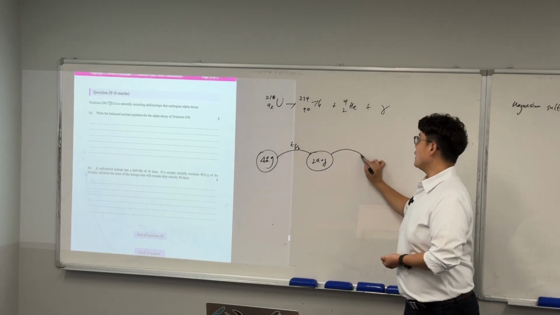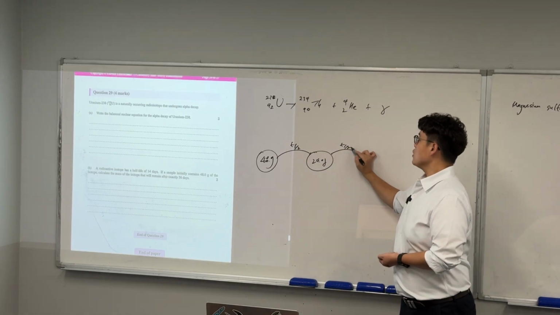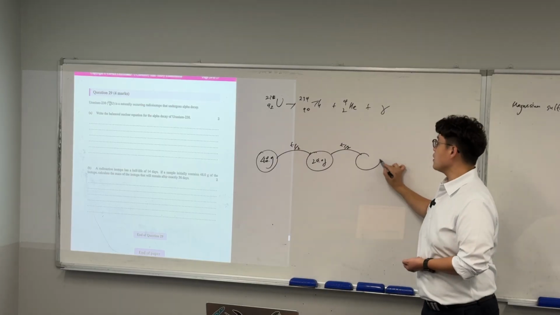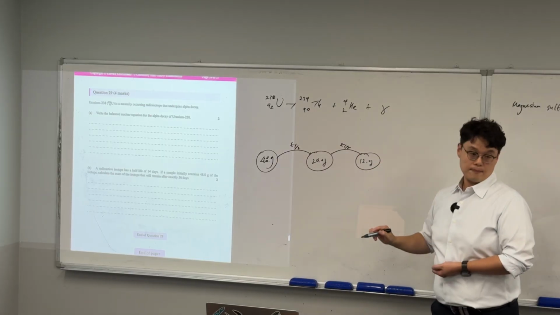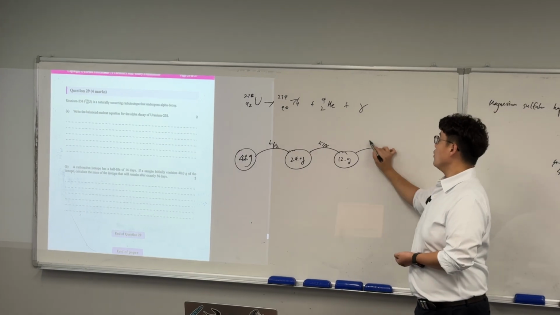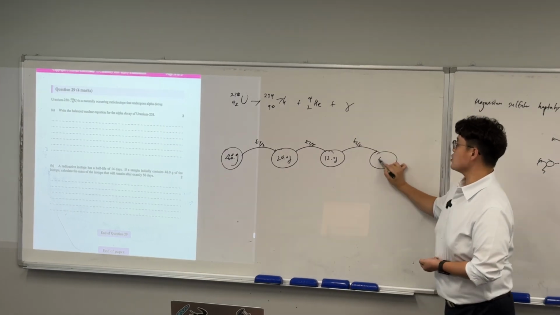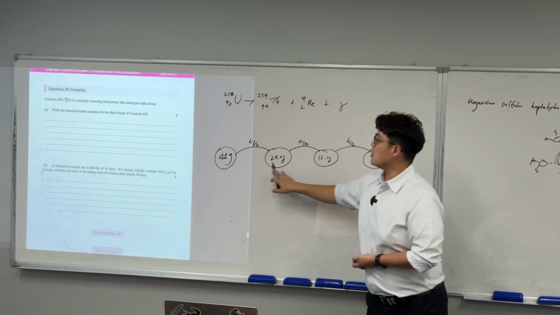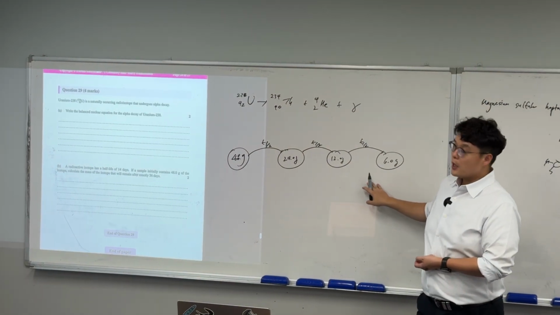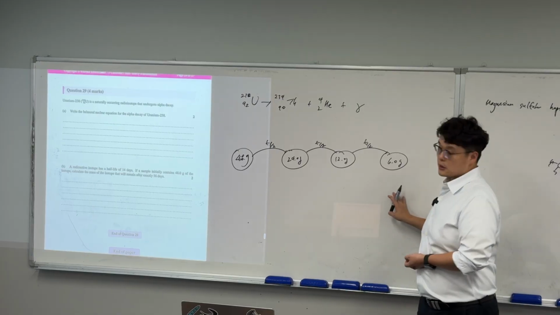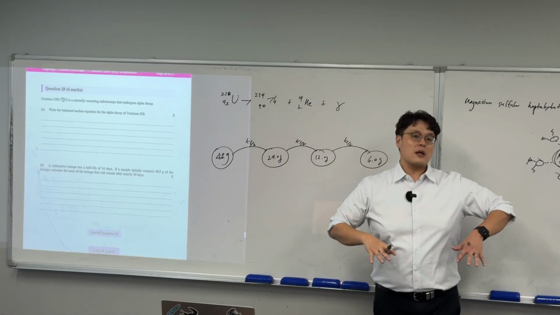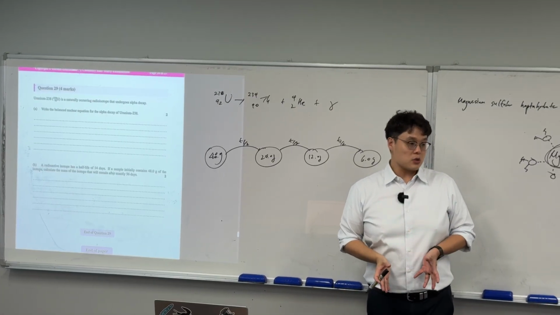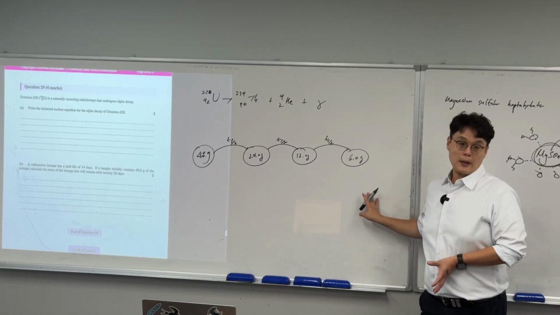Okay, another half-life goes on, so it will be half of this 24, becoming 12 grams like this. Another half-life gone, becoming 6 grams like that. So if we're having 3 consecutive half-lives, it would decrease from 48 to 6. Now, if you're not really confident dealing with the mathematical terms, this is the flowchart method that I'm talking about.